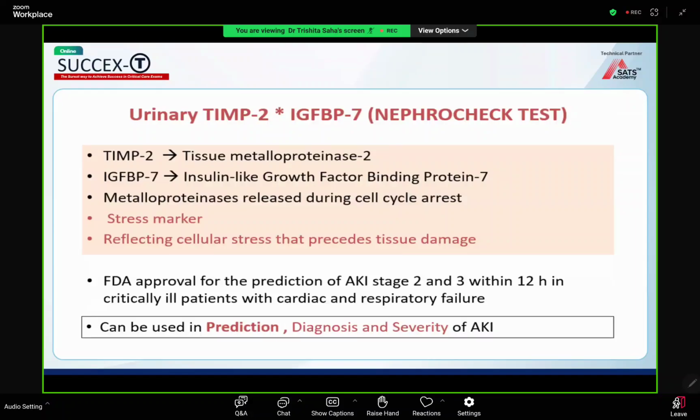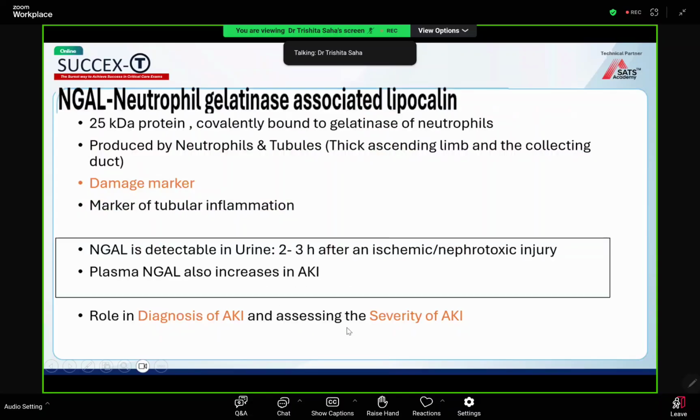Then for getting more marks, write in detail about this NephroCheck test. It is the only FDA-approved one. NephroCheck consists of two biomarkers, that is TIMP-2, tissue inhibitor of metalloproteinase 2, and insulin-like growth factor binding protein 7. These are released during cell cycle arrest. This is a stress marker reflecting cellular stress that precedes tissue damage. It has FDA approval for prediction of AKI stage 2 and 3 within 12 hours in critically ill patients with cardiac and respiratory failure. So it can be used in prediction, diagnosis, and assessing severity of AKI.